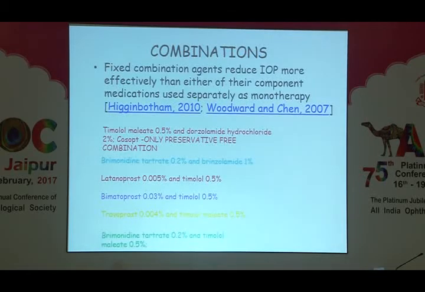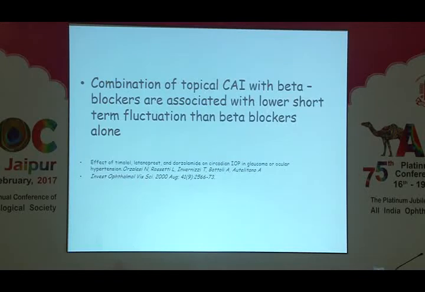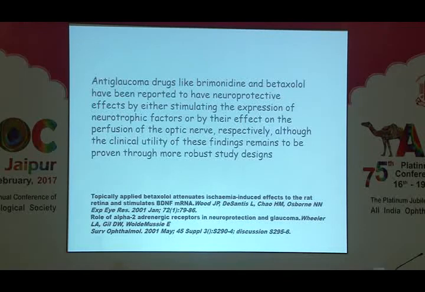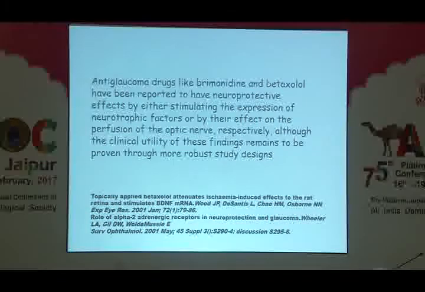Now we have combinations, and we all know about the combinations. We can use them for many patients, especially the beta blockers along with many other drugs. And combinations are associated with much lesser short-term fluctuation than beta blockers alone. And there are some drugs which are said to have neuroprotective effects. Should we use them because of that? We don't know. But as such, they reduce the intraocular pressure.